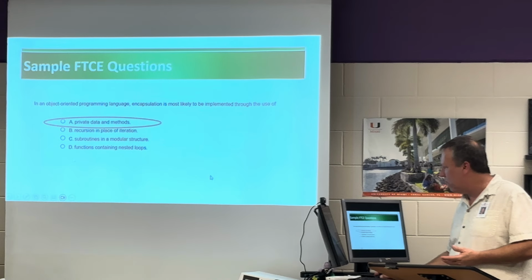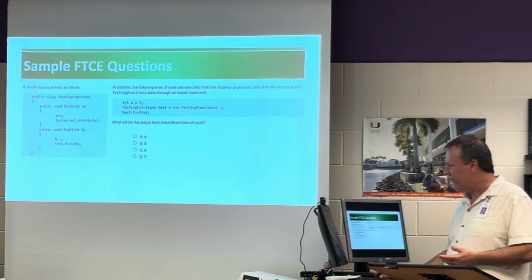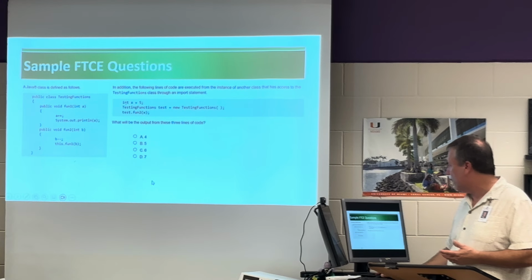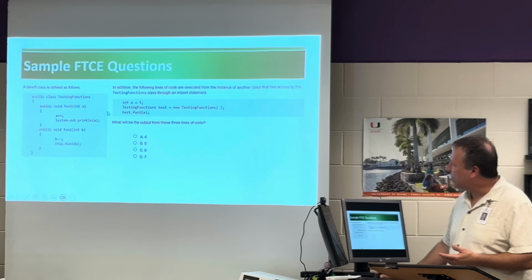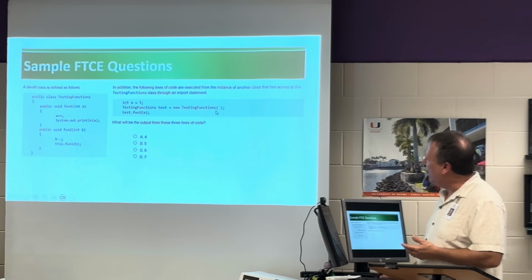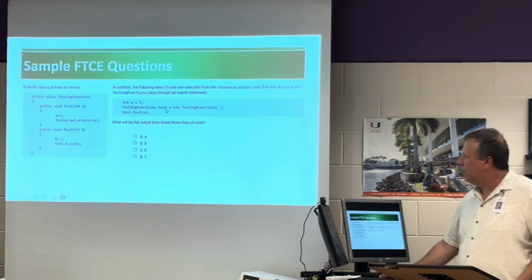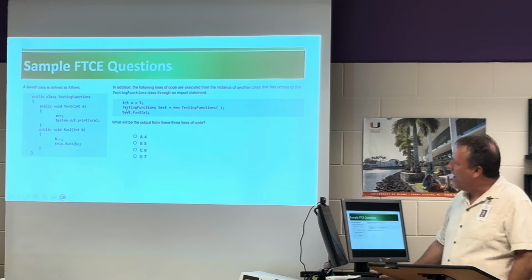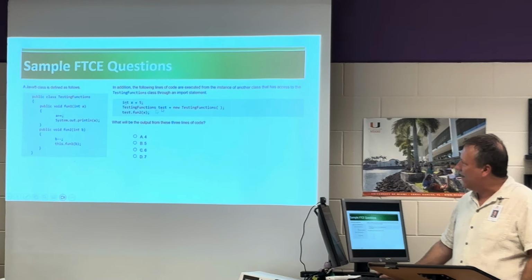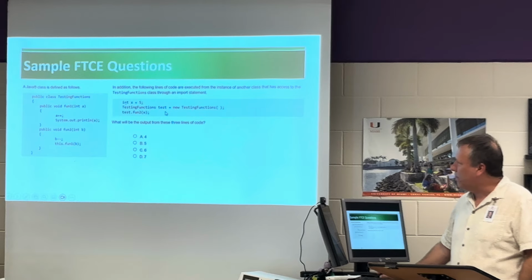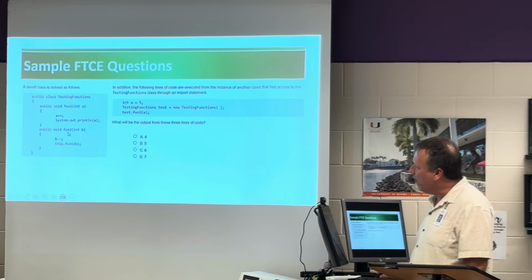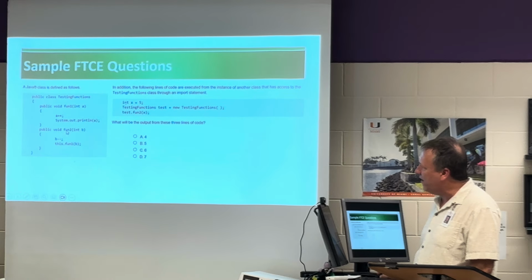Oh, I lied, I got one more here. This is another FTE question about classes. A lot of classes here. Here I've got this class TestingFunctions. It says, what will be the output from these lines of code? Oh, let's look. So I've got x equals 5. I have a TestingFunctions called test. That's a terrible name for a class, by the way. TestingFunctions should be like an object of some sort. Equals new TestingFunctions. So what do I got? I don't have a constructor, but I've got these methods, fun1 and fun2.